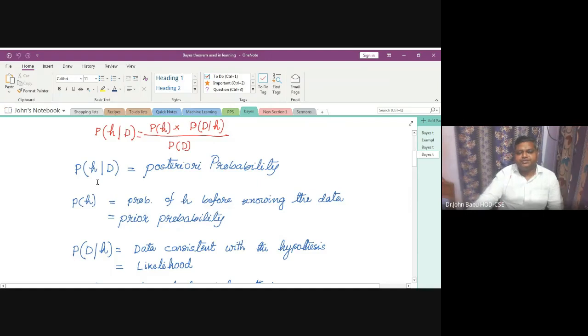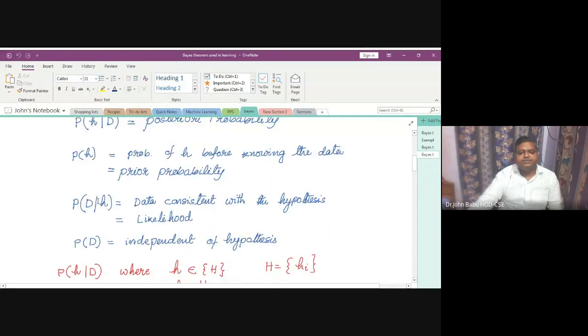Whereas probability of H is the probability of hypothesis before knowing, or before the knowledge of the data. That's why it is called prior probability. Probability of hypothesis given the data is known as posterior probability. Probability of H is called the prior probability, because before the data itself there is probability. Sometimes when we don't know this value, we will assume all the hypotheses have the same probability.